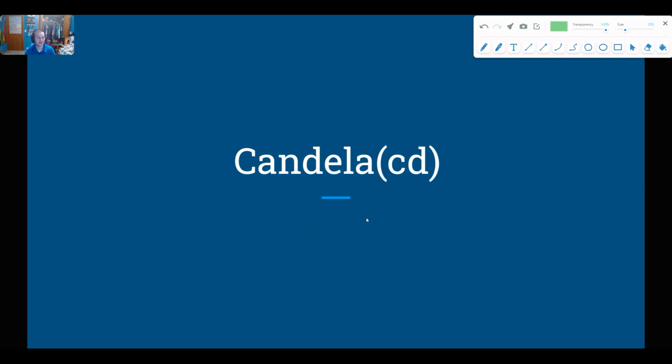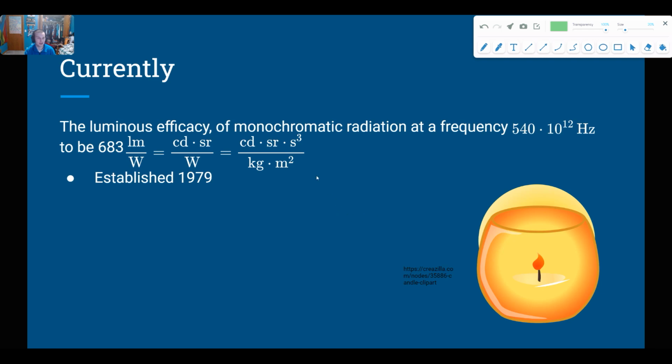and we're going to have some fun with this one. So, to begin with, we have the luminous efficacy of monochromatic radiation at a frequency of 540 times 10 to the 12th hertz is exactly 683 lumens per watt. So what is a watt? Well, a watt is a unit of power, and the power is joules per second. So if you saw the joules in the previous slides, this is a joule per second, a unit of power.